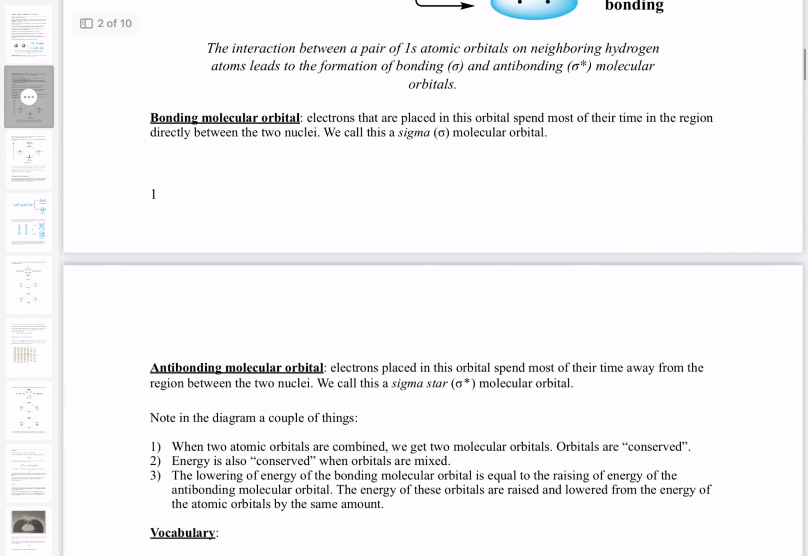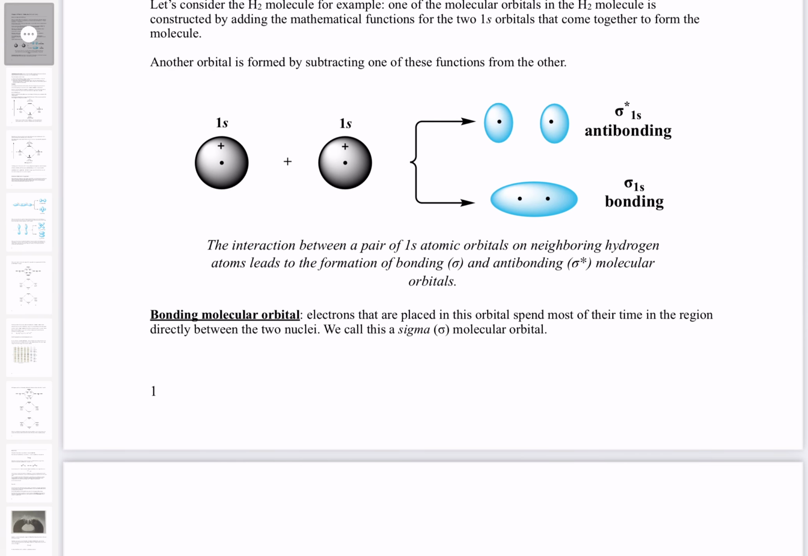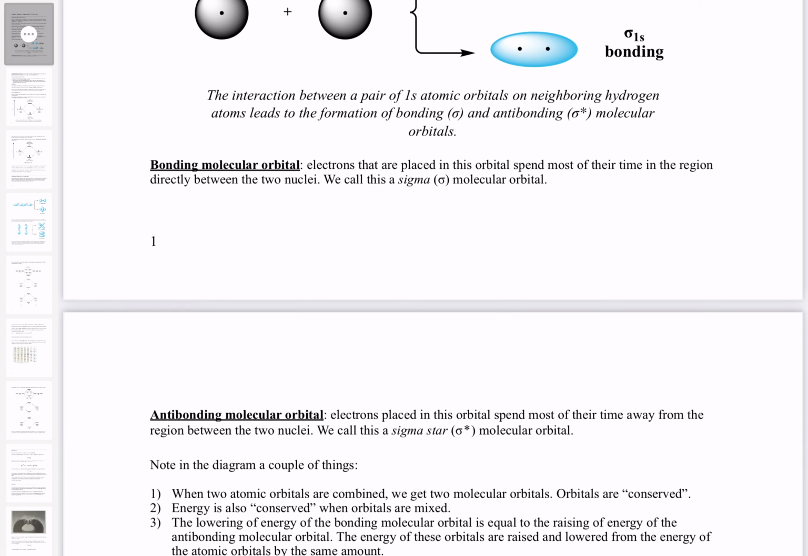Then anti-bonding is the opposite of that. Electrons placed in this orbital are going to spend most of their time away from each other, near the isolated nuclei. So electrons that are placed here don't want to bond, and when you put electrons in this orbital, you actually cause the molecule to become unstable and cause bond breaking or reaction events to potentially occur. Okay? So they spend most of their time away from the region between the two nuclei. So we call this a sigma star molecular orbital, or anti-bonding.